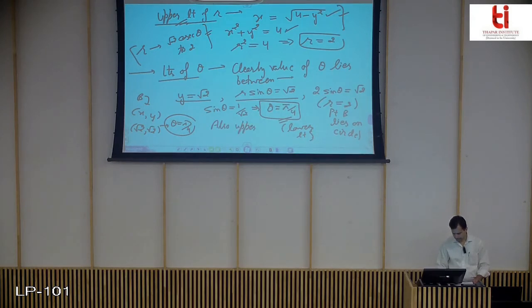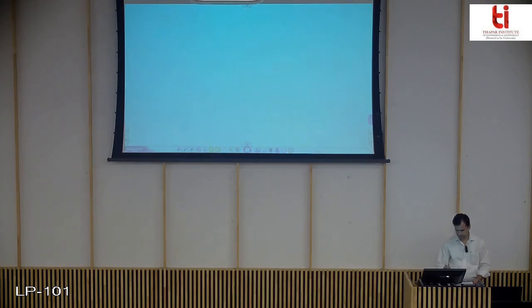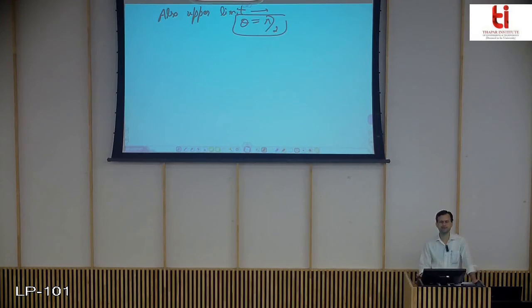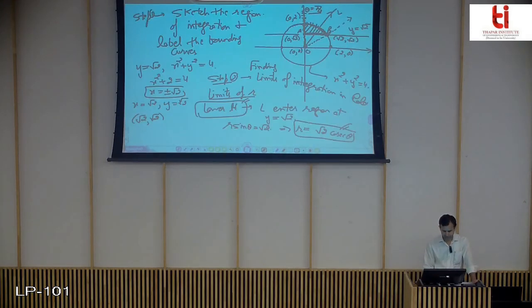So let me write it on the next page. Also, the upper limit is theta equals pi by 2. If you have confusion that since it is a circle it is going to be so, what you can do is take this point, say this is the point C, whose coordinates are 0, 2.